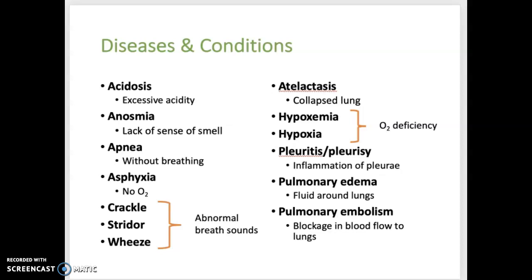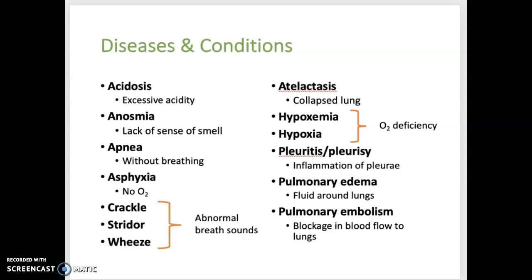Hypoxemia is oxygen deficiency in the blood. Hypoxia is oxygen deficiency in the tissues. So the suffix there indicates the difference. Emia is a blood condition, and ia is simply a condition. So that's the difference between those two terms there.